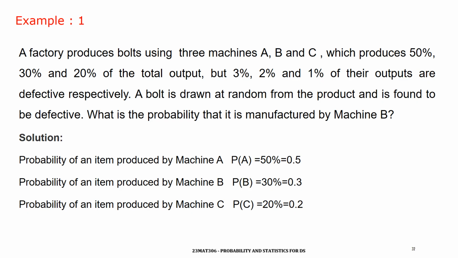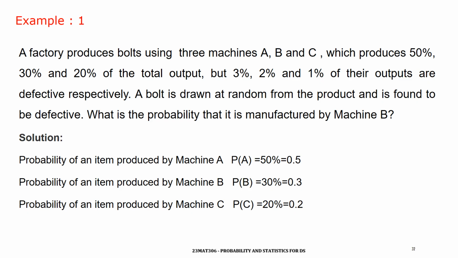So here a factory produces bolts using 3 machines, as I said earlier, A, B and C, which produce 50%, 30% and 20% of the total output, but 3%, 2% and 1% of their outputs are defective respectively. A bolt is drawn at random from the product and is found to be defective. What is the probability that it is manufactured by machine B?